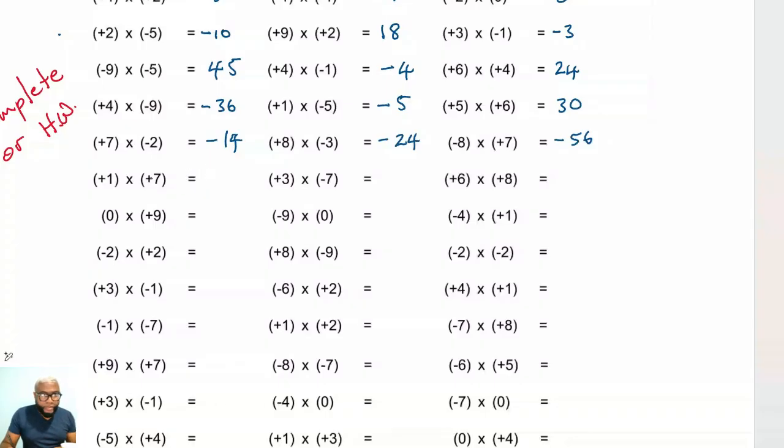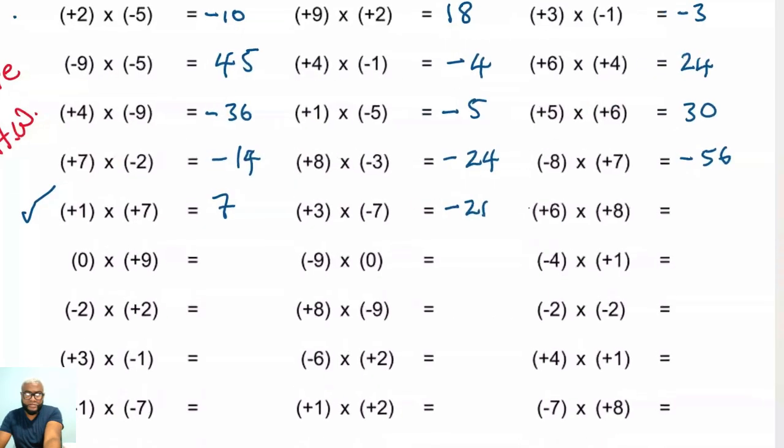No, it's positive 1 multiplied by positive 7. We're on this line here. This line here, sister. Look at Patrick. Positive 7. Right. 7. Next. Negative 21. Excellent. Next. Positive 48. Beautiful.